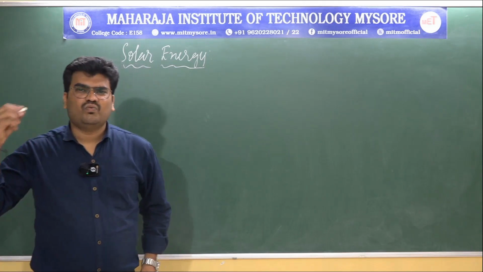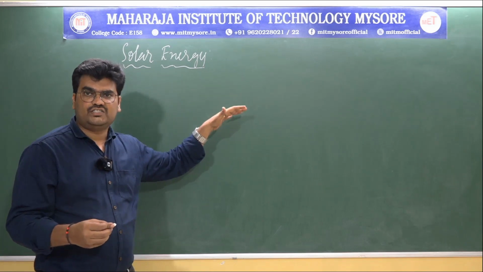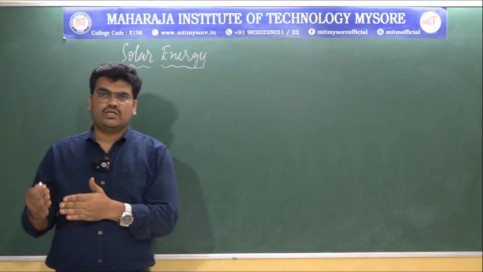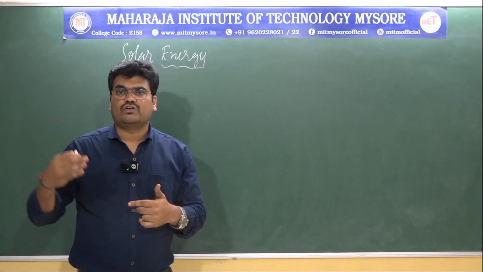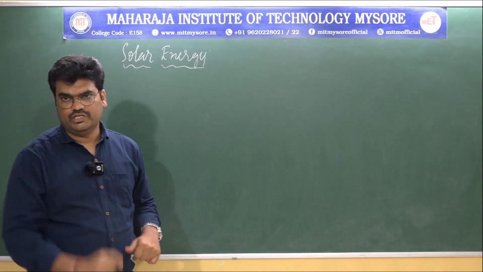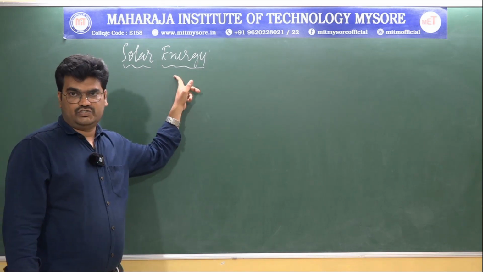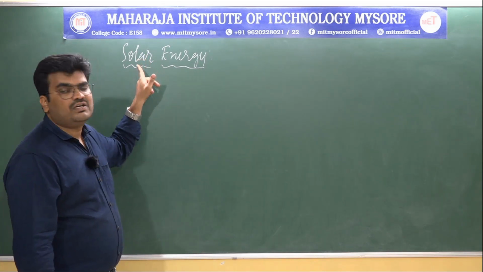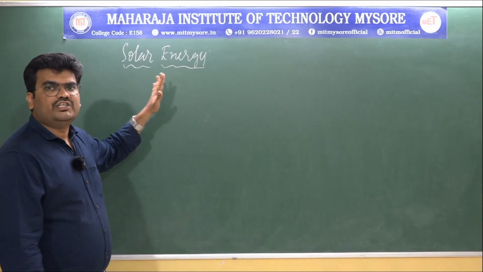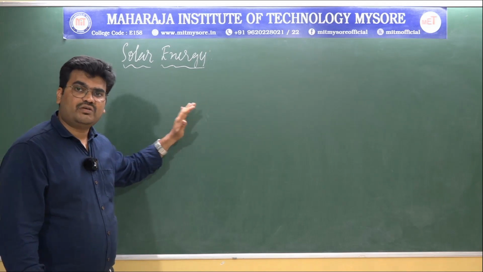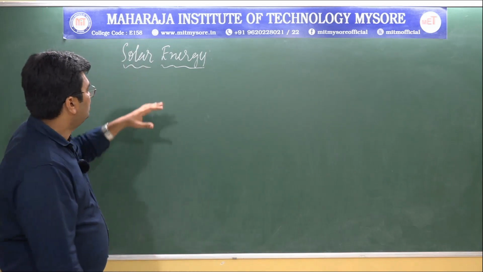According to one approximation, if a few hours of solar radiation falling on the Earth is properly converted and utilized, it can fulfill the energy requirement of almost all human beings for one full year. So such a huge amount of energy is there in solar radiations. The radiations coming from the sun constitute solar energy. So I repeat, it is inexhaustible, it is renewable, it is environmentally friendly, and it is freely available. This is the importance of solar energy.